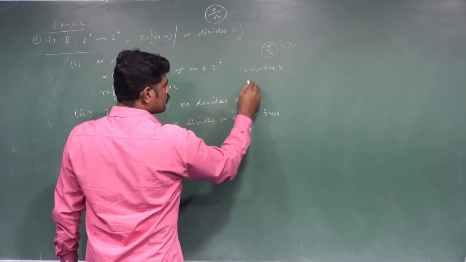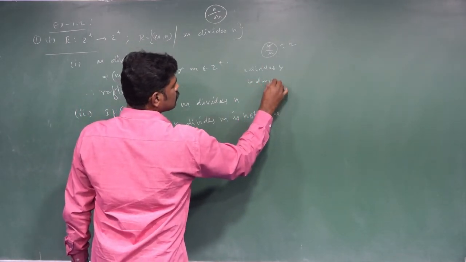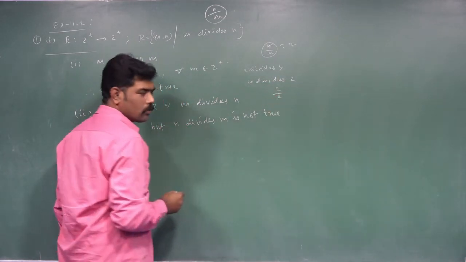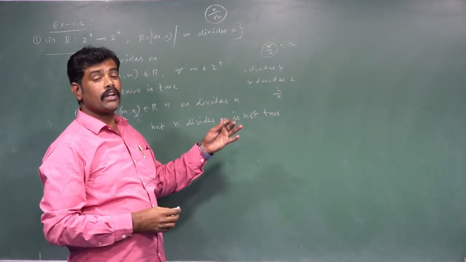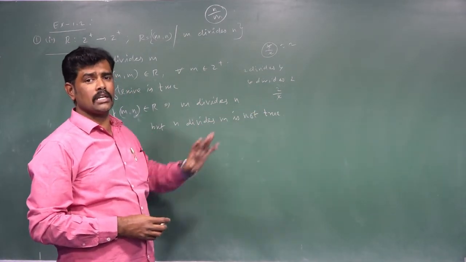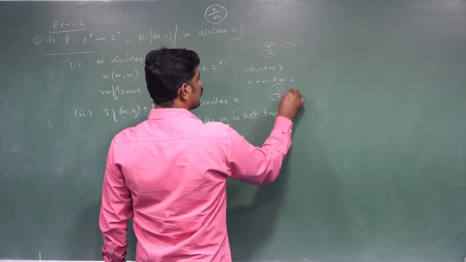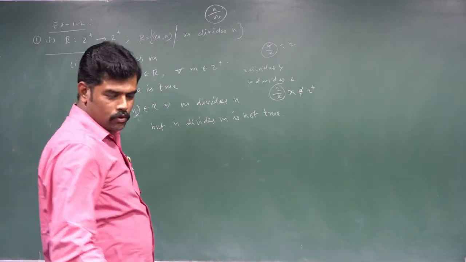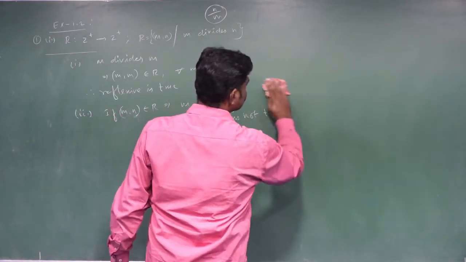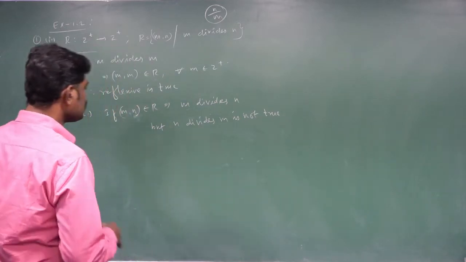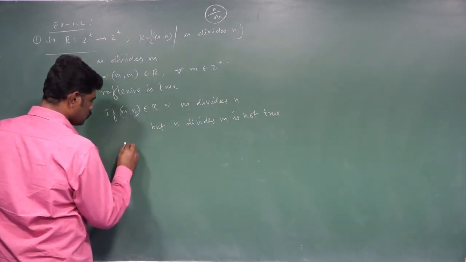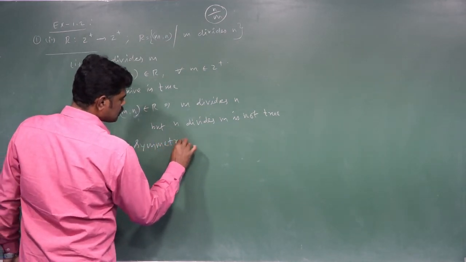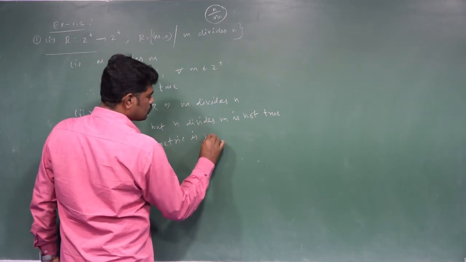But the converse, 4 divides 2, means 2 by 4. Now the answer is a fraction, 1 by 2, a rational number. So this answer does not belong to the set Z power plus. It is not possible. So symmetry is not satisfied. N divides m is not true. This implies symmetric is not true.